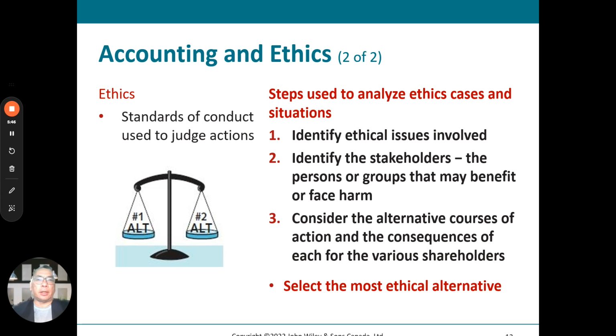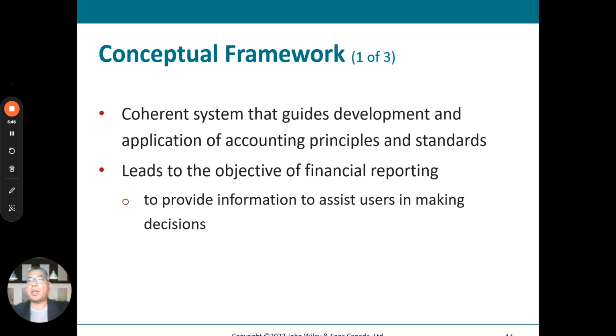Conceptual framework: a coherent system that guides the development and application of accounting principles and standards. This leads to the objective of financial reporting, which is to provide information to assist users in decision making.